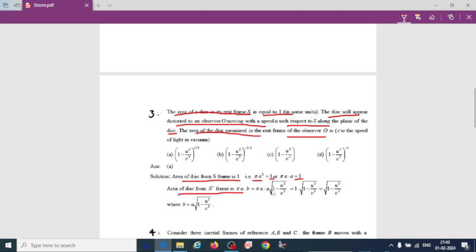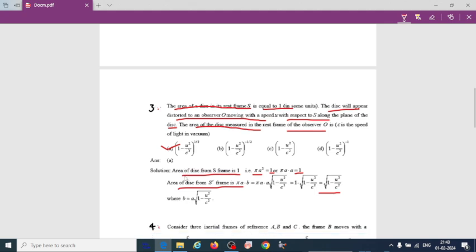Pi a dot a root of 1 minus u squared divided by c squared. You are going to get the answer. Then how we can relate it to A and B, the radii of the disk. So B is equal to A times root of 1 minus u squared by c squared. So here option A is going to be correct, plus root of 1 by 2. Here the minus, the first option, is correct.